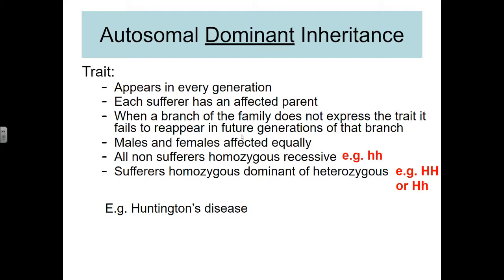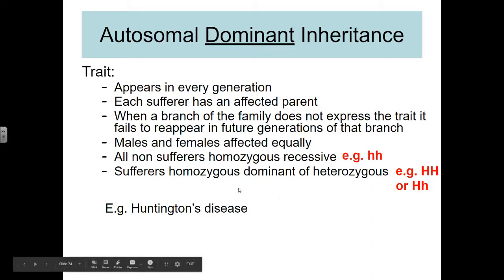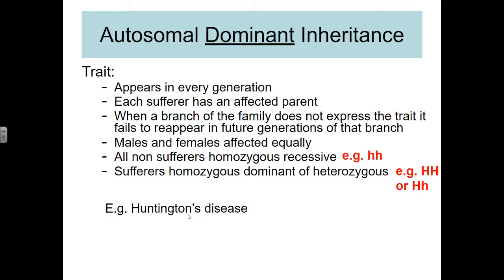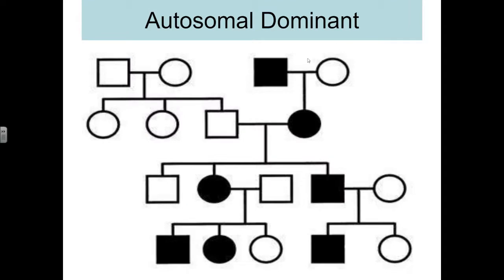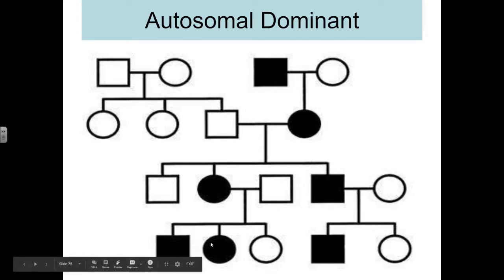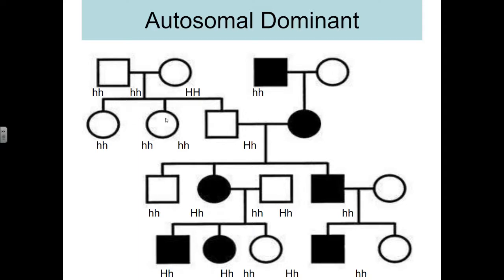Again, because it's autosomal, males and females are equally affected, and all non-sufferers would be homozygous recessive, because a single dominant allele is enough to give you the disorder. An example would be Huntington's chorea. The inheritance of Huntington's is slightly more complicated and very interesting, but we won't go into that. You can see here an affected parent has an affected child, they have an affected child, and they pass on to their children. And you can work out the genotypes coming down here.